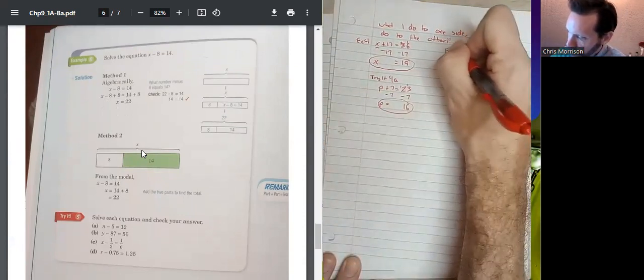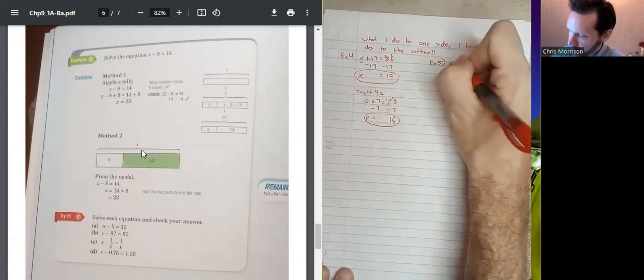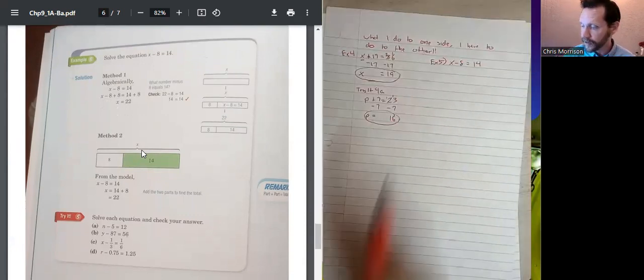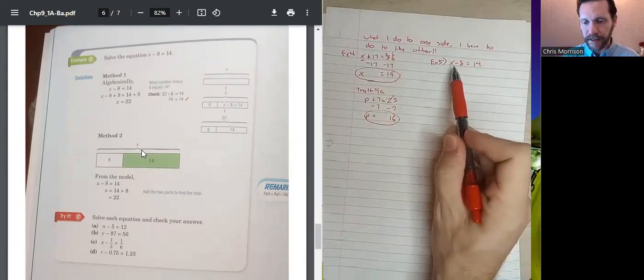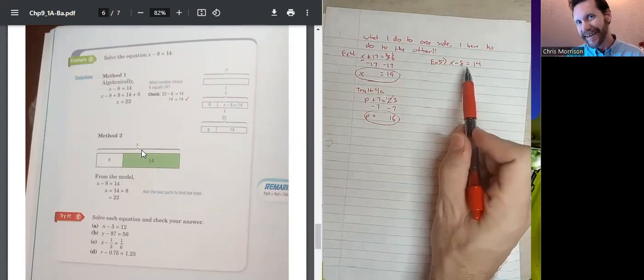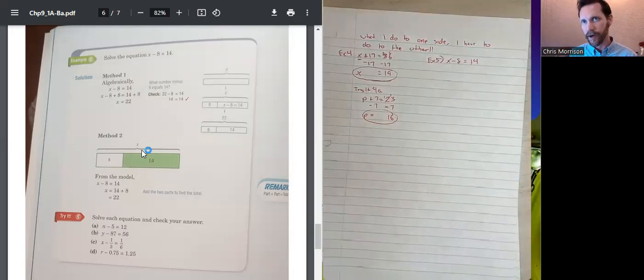Same procedure. Here we have x minus 8 equals 14. Now, the goals are the same. I want to get the x by itself. Is the x by itself right now? No, there's this minus 8. So what's the opposite of minus 8? If minus 8 is taking away 8, what's the opposite of taking away 8? Adding 8, right? So we do the opposite.